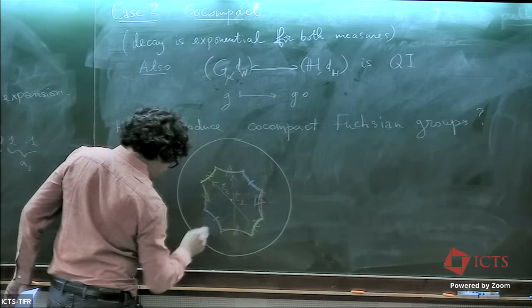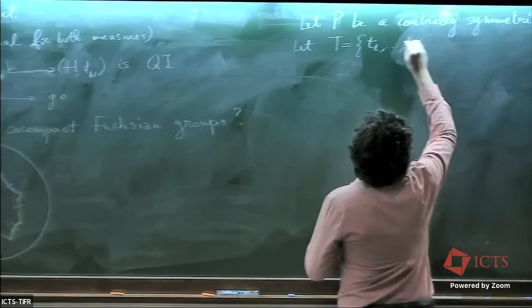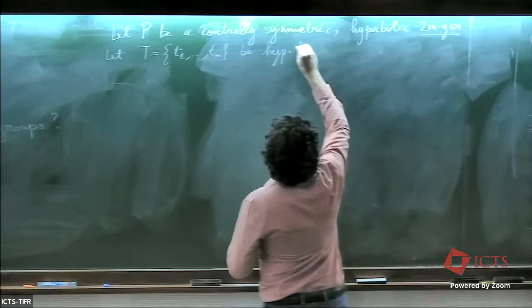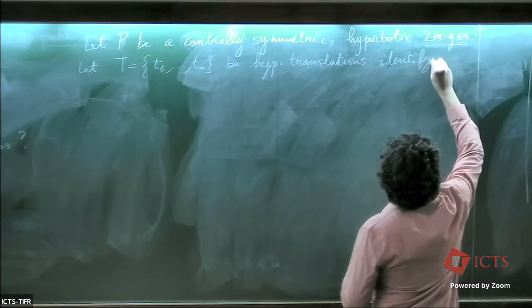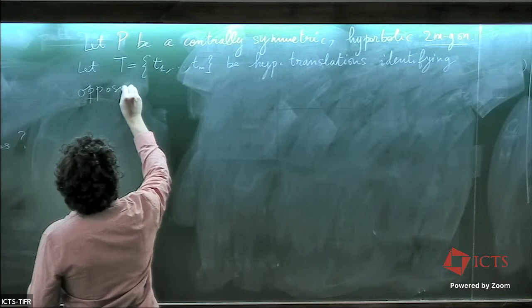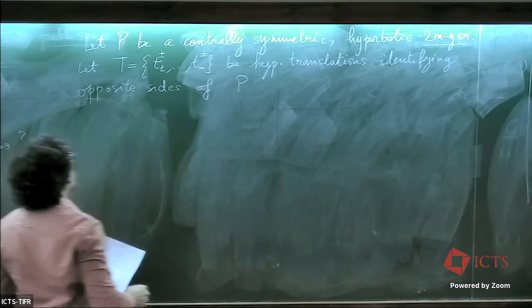So let T, which is T1, ..., Tm, be hyperbolic translations identifying opposite sides of P. And also we can consider plus or minus, because we can go one way or the other.